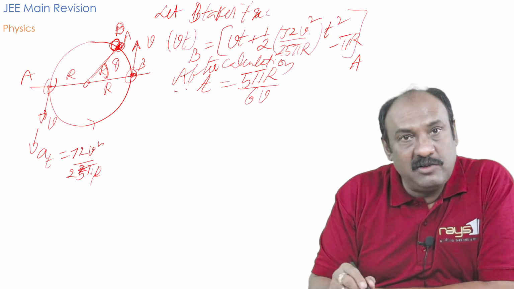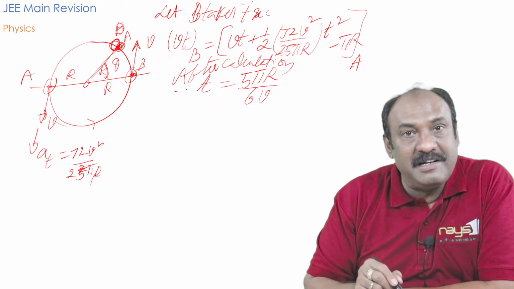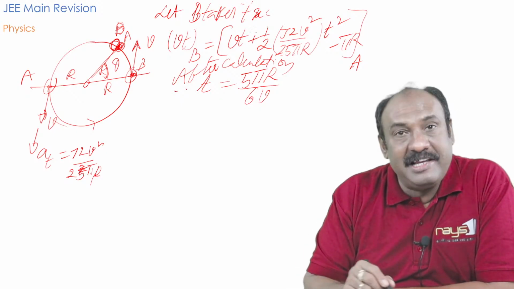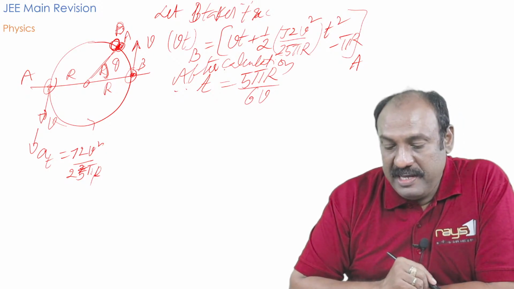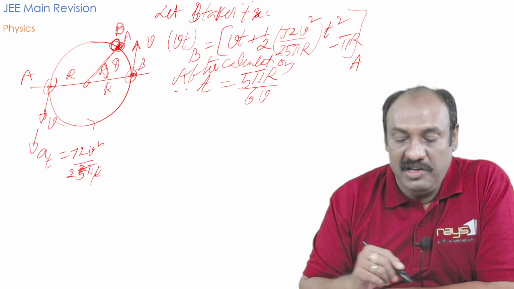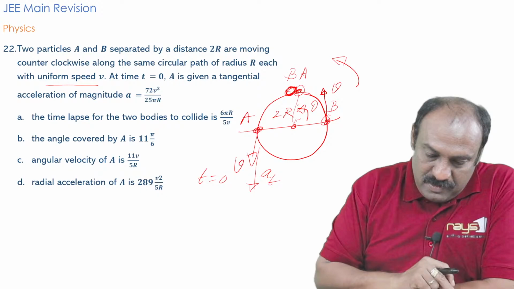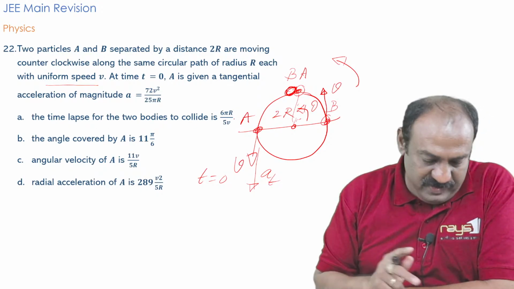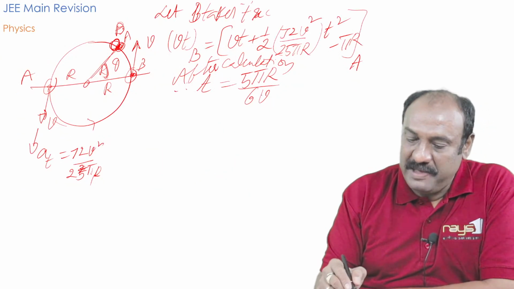For A, this is the total displacement, minus this distance, which is also the displacement of A with respect to position B. So by equating these two, after calculation, we get t equal to 5 pi r by 6v, which is the time of collision. Now the next point: the time lapse for the two bodies to collide is 6 pi r by 5v? No, it is 5 pi r by 6v.